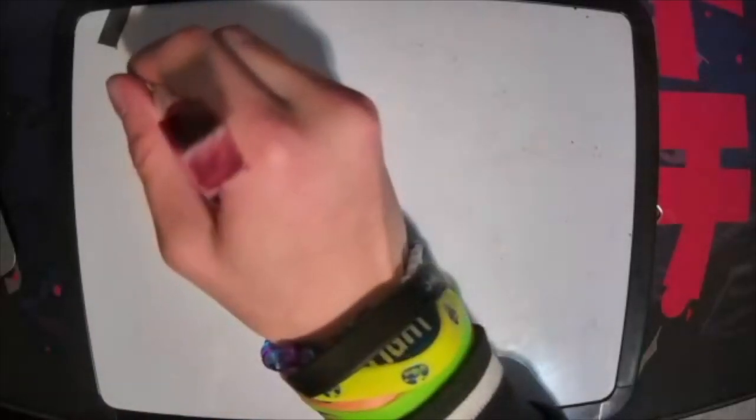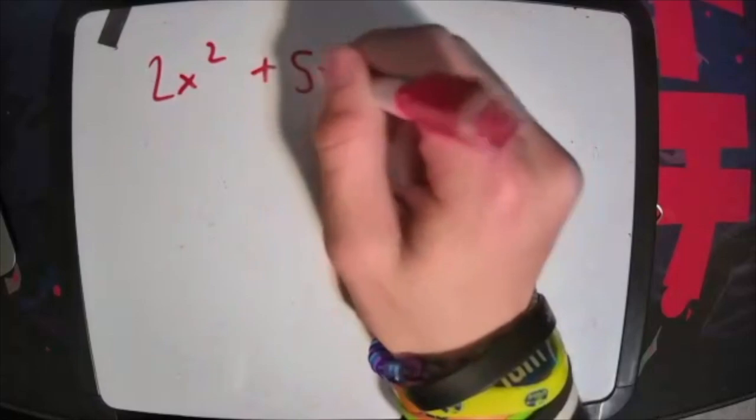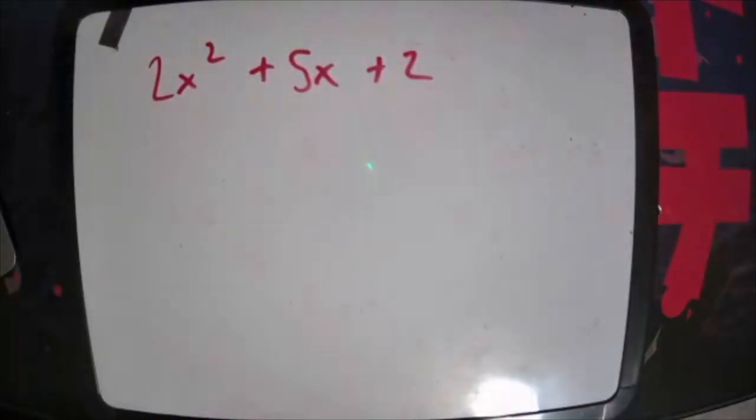I am your host Jamie, and today's topic will be factoring quadratic trinomials where the coefficient of a is greater than 1. So, we'll be using the a times c technique. An example that I'll be using for this is 2x squared plus 5x plus 2. So, what exactly is the a times c technique?